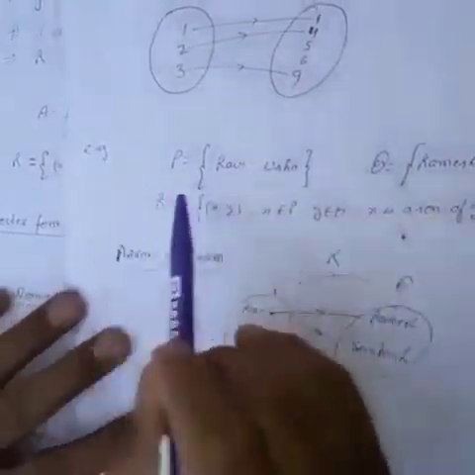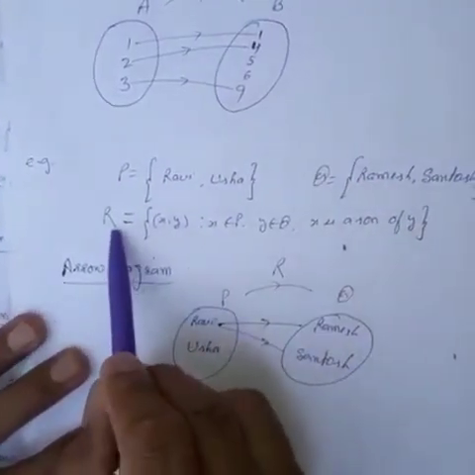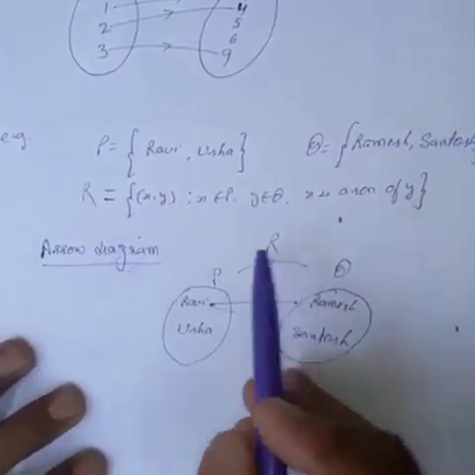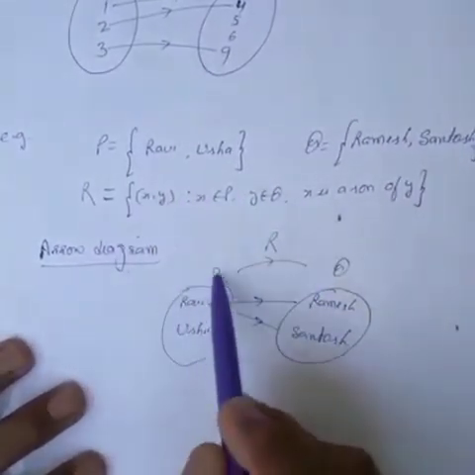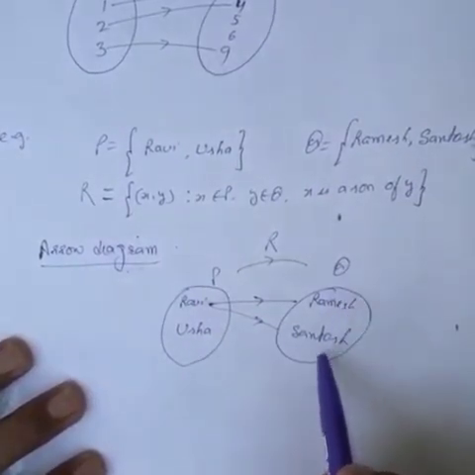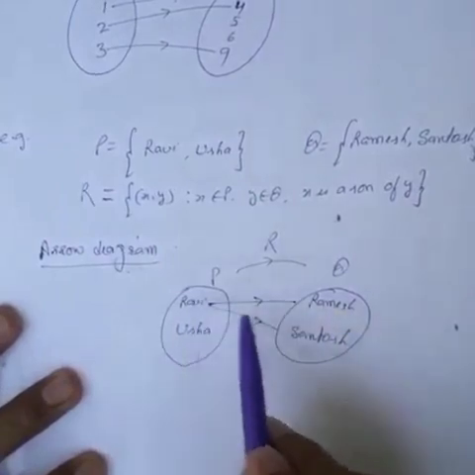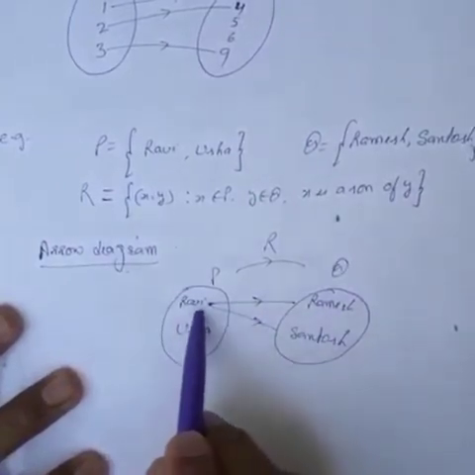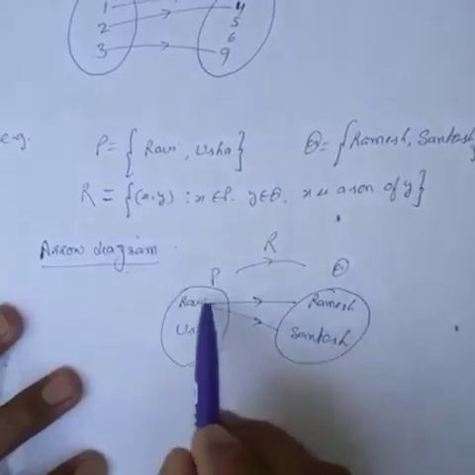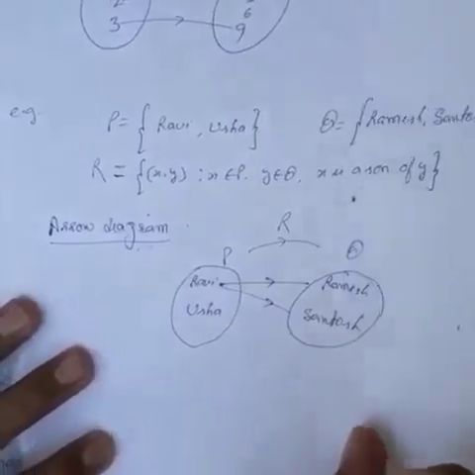Similarly, in the previous example we considered the sets P and Q, and R is a relation where x is the son of y. Then the arrow diagram describes this relation. Now P contains 2 elements, Ravi and Usha. Now Q contains 2 elements. Ravi is connected to Ramesh because Ravi is the son of Ramesh, and Ravi is also connected to Santosh because Ravi is also the son of Santosh. So in this way we can draw arrow diagrams. I hope it is clear.